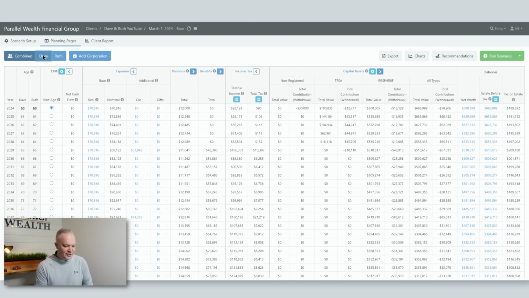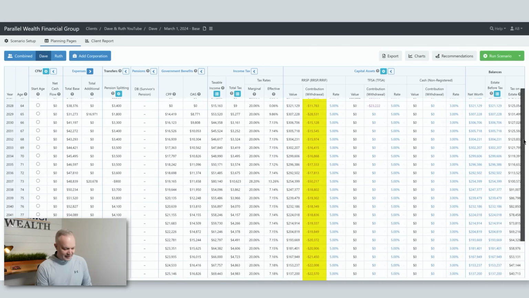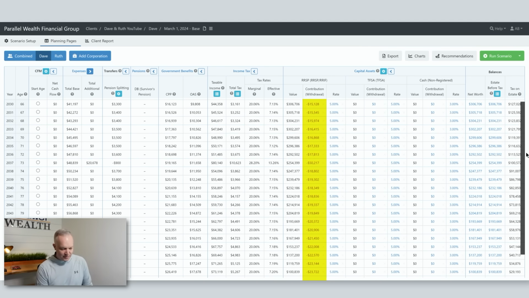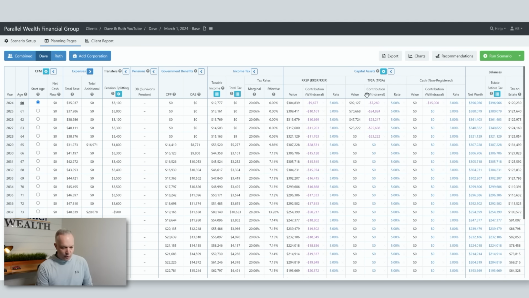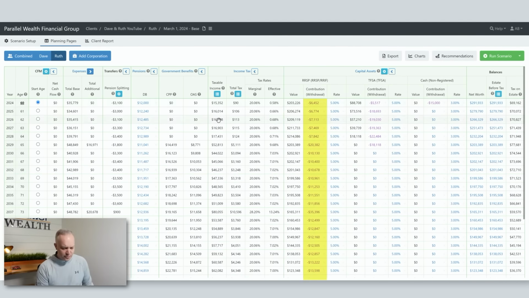If I jump into each one individually, there are a lot of issues going on here. We're taking out the minimum from the RIF every year. As they get into their 80s, they still have over $100,000 in Dave's RIF account. They're wiping out the TFSA and non-registered cash right away. We haven't looked at CPP and OAS. Similar for Ruth, minimum RIF amount, and the TFSA is gone by the mid-60s. Not a great plan, not a lot of flexibility. Can we do better? That's what we want to look at.